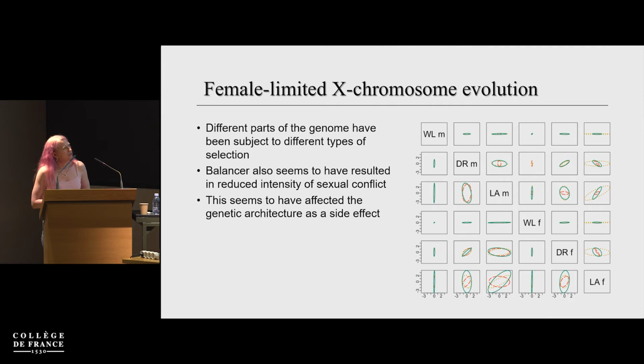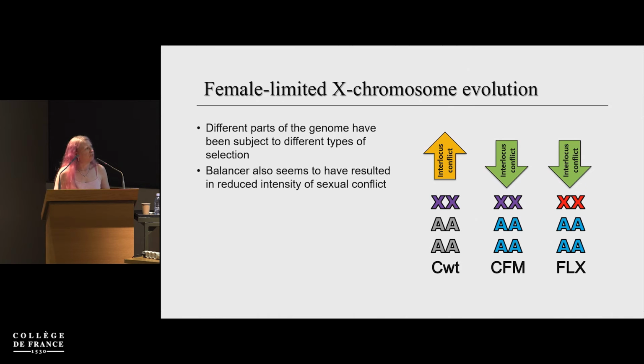And one really interesting result is that it seems to have affected the genetic architecture as a side effect. I could back up briefly here and mention that we've actually tried to disentangle the effect of the X and the autosomes by picking them out and putting them into a controlled background. And we do have some evidence that this is the case: if you have autosomes from CFM and FLX, then you get masculinization of locomotor activity, but you see the opposite pattern when you look at individuals that carry X chromosomes from these populations.